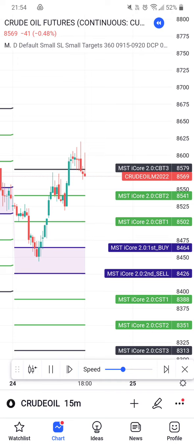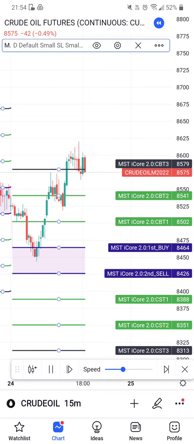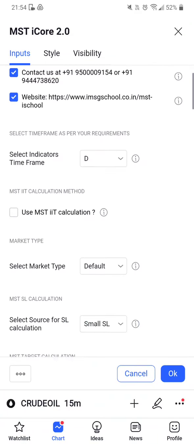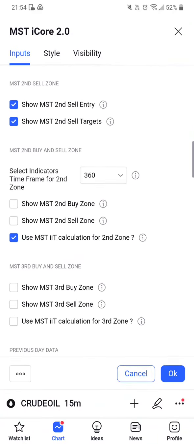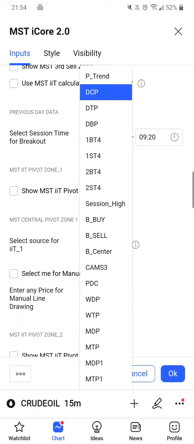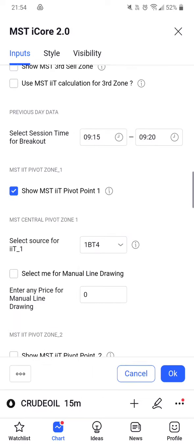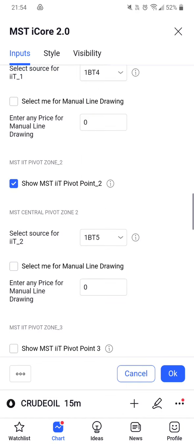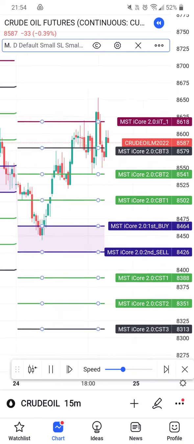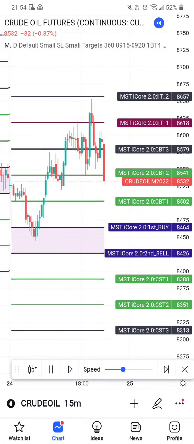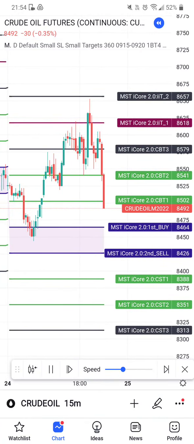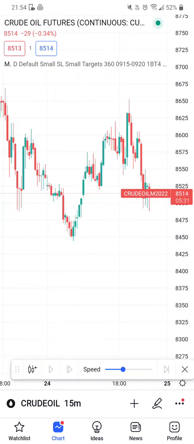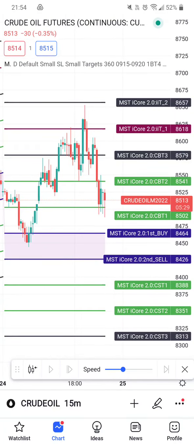So if you want to know the extended targets, now we have the option. Come down in the settings. In the settings, scroll down. Here you can see first buy target 4. You can enable first buy target 5. So now how many targets hit? Almost 5 targets exactly hit. So our trading of the day has been over as per 2.0.